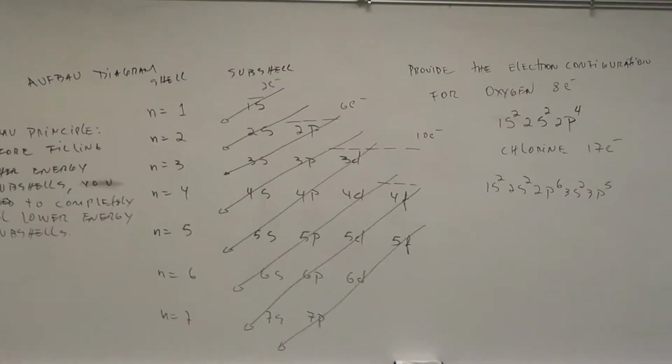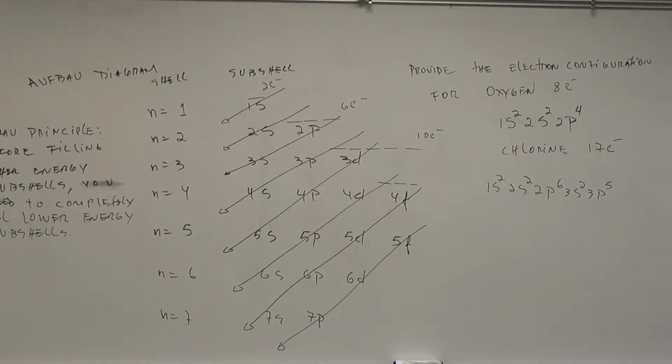I got a question. Every p has 3 orbitals. I was confused because I thought that the 3p had 5 orbitals, but it only has 3 orbitals. Yeah. All the p's have only 3. And they all look like what, guys? Like the infinity sign.